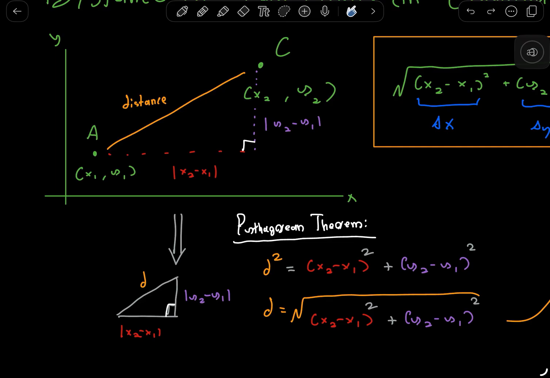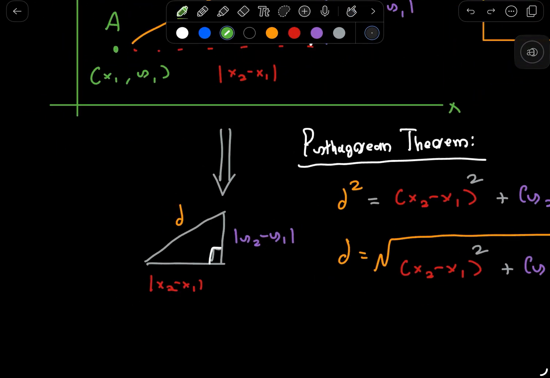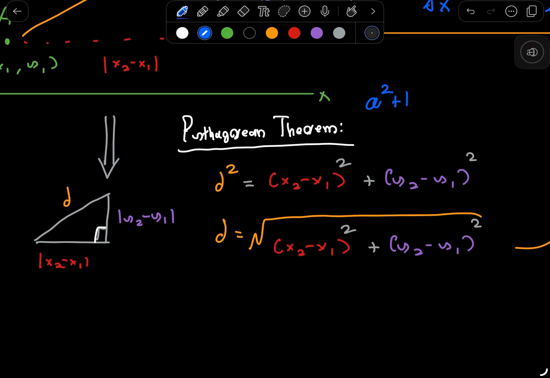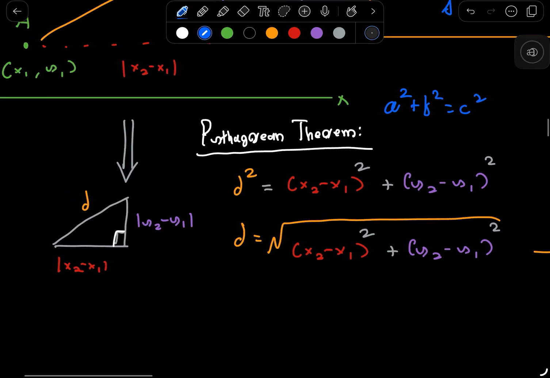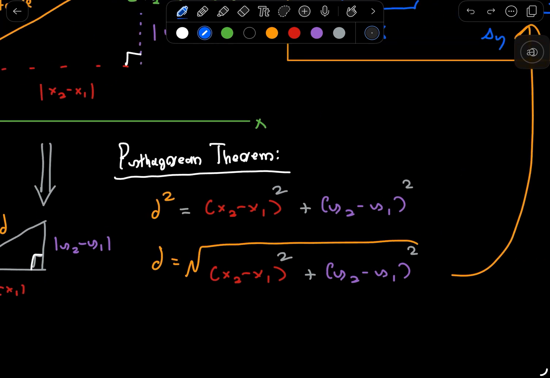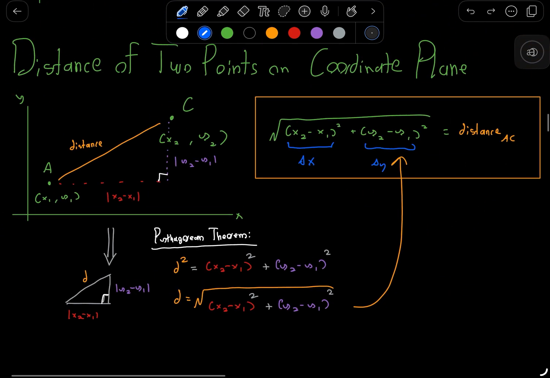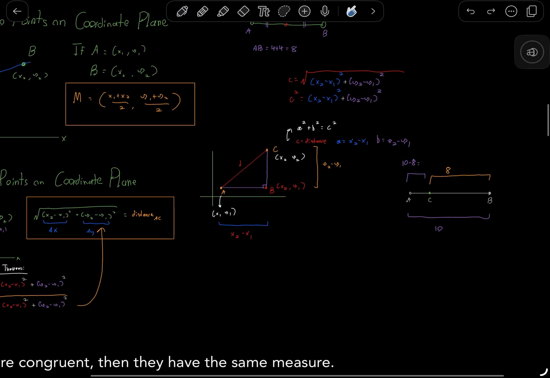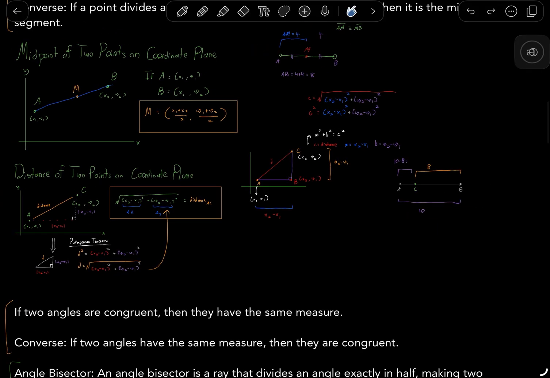So again, if you don't remember the Pythagorean theorem, it's a squared plus b squared equals c squared, right? In this case, the hypotenuse is going to be the distance. So you have the distance squared equals the change in x squared plus the change in y squared. And if you solve for distance, you get back to the actual distance formula, right? So once again, that's how we derive the distance formula here.